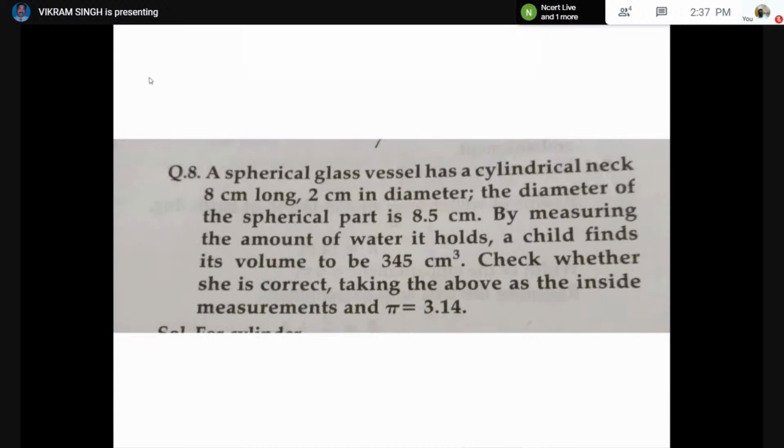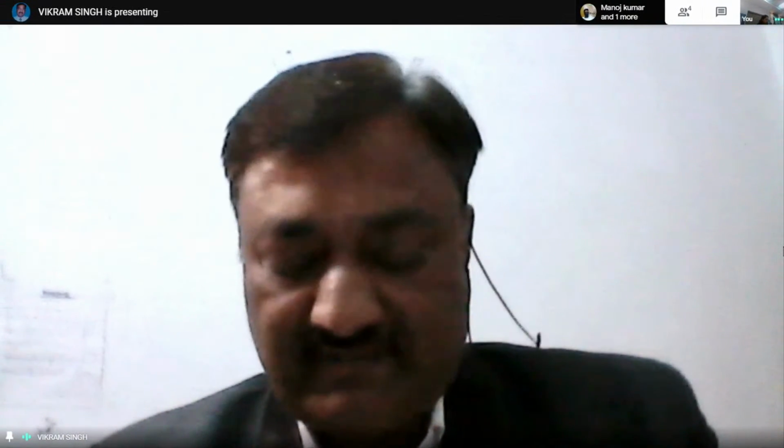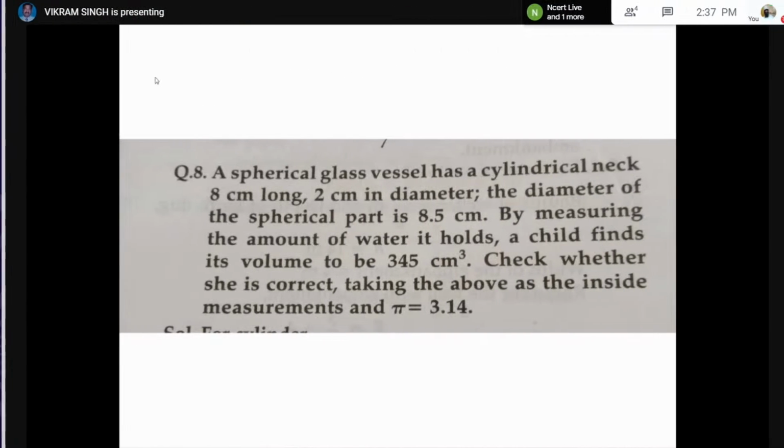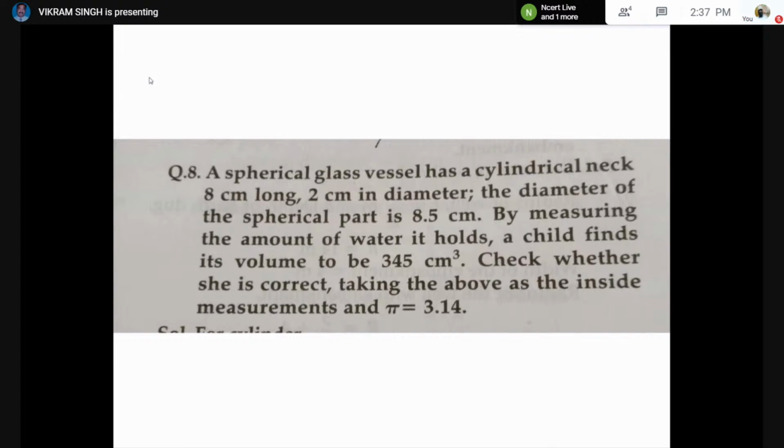Now one more question of the same exercise we are discussing. Question number 8 of the same exercise. Again I am suggesting to read this question thoroughly. A spherical glass vessel has a cylindrical neck which is 8 centimeter long and 2 centimeter in diameter. The diameter of the spherical part is 8.5 centimeter. It means we have to be very precise and very attentive while reading the question.